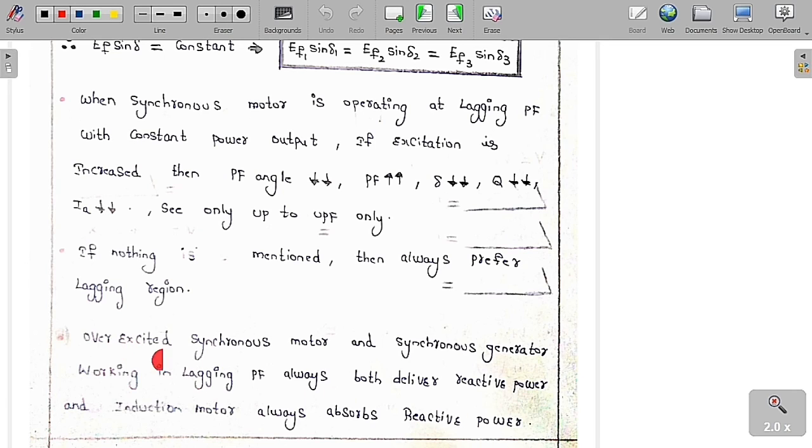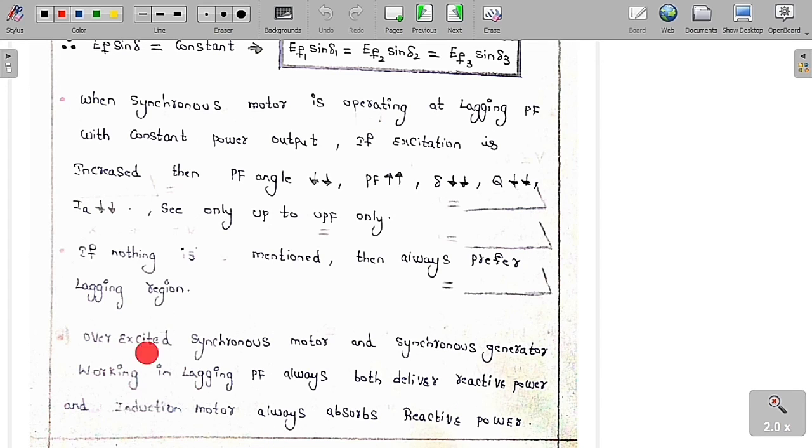I already told you, the over-excited synchronous motor is going to act in the leading region, and the synchronous generator working in lagging power factor, both deliver the reactive power. That means the over-excited synchronous motor is going to operate in the leading operation, and the over-excited synchronous generator is going to operate in the lagging power factor. They both are going to deliver the reactive power.